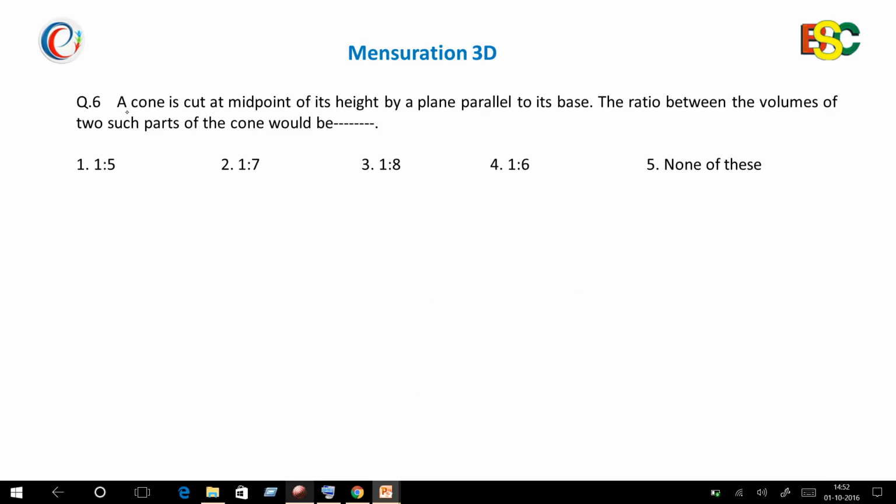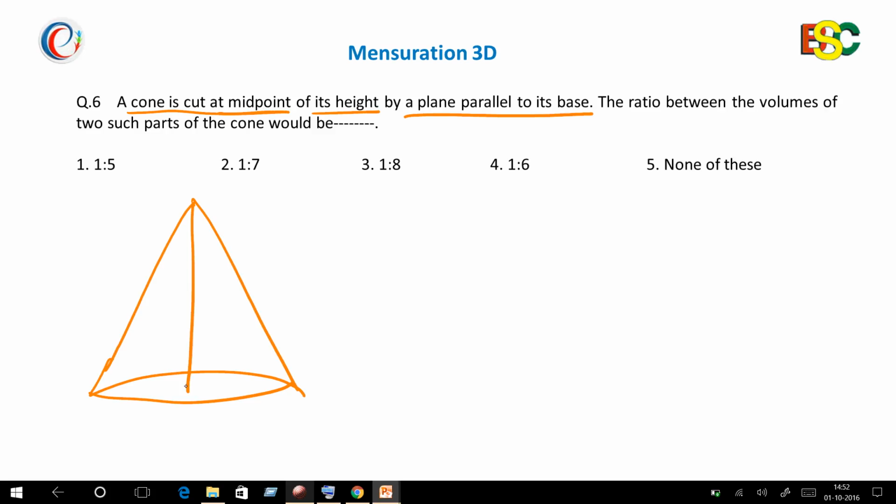Here the question is, a cone is cut at the midpoint of its height by a plane parallel to its base. So here there is a cone whose vertical height is h, or more precisely small h. Now it is cut at the midpoint of the height by a plane parallel to its base. It means it is cut like this.